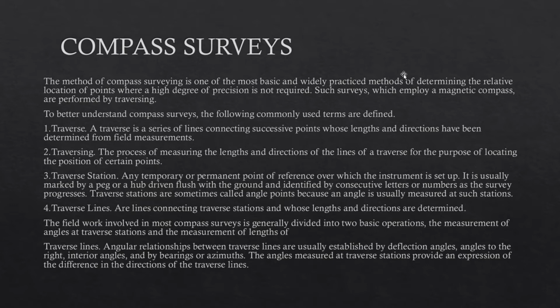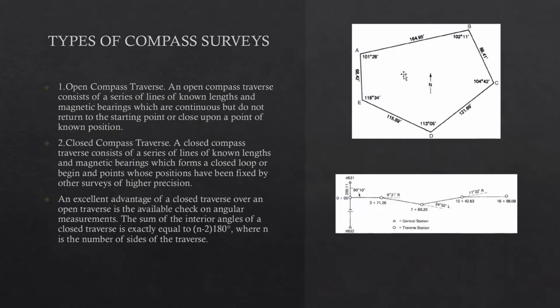So, traverse station. Any temporary or permanent points of reference over which the instrument is set up. It is usually marked by a peg or a hub driven flush with the ground and identified by consecutive letters or numbers as the survey progress. Traverse stations are sometimes called angle points because an angle is usually measured at such station. So, ito yon. Yung mga points na yan, A, B, C, D, E. So, pwedeng letter, pwedeng number, pwedeng 1, point 1, point 2, point 3, point 4, point 5.